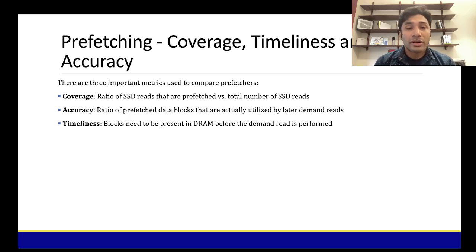Now, there are three important metrics to compare prefetchers, namely accuracy, coverage, and timeliness. Coverage is the ratio of the SSD reads that are prefetched versus the total number of SSD reads. Accuracy is the number of prefetched data blocks that were actually utilized by later demand reads. And timeliness demands that the blocks be present in DRAM whenever requested. An ideal prefetcher must generate accurate prefetches in a timely manner and have coverage throughout the entire SSD.